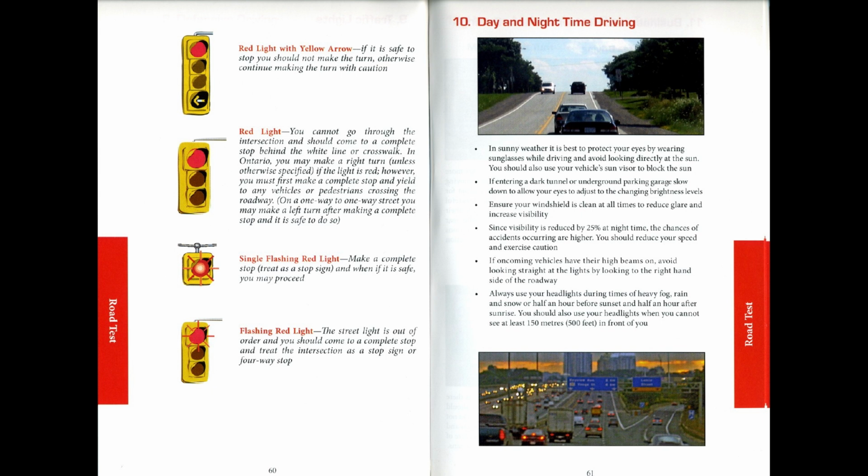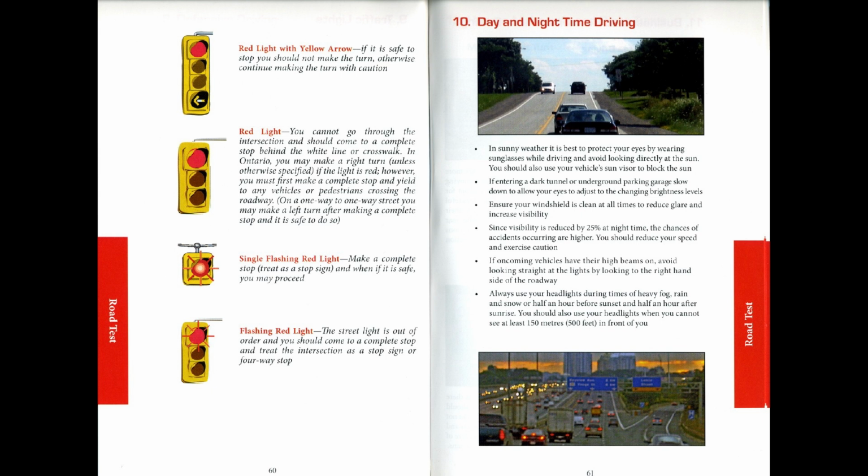On a one-way to one-way street, you may make a left turn after making a complete stop and if it is safe to do so. In a single flashing red light, make a complete stop, treat it as a stop sign, and if it is safe, you may proceed. In a flashing red light, the street light is out of order and you should come to a complete stop and treat the intersection as a stop sign or four-way stop.